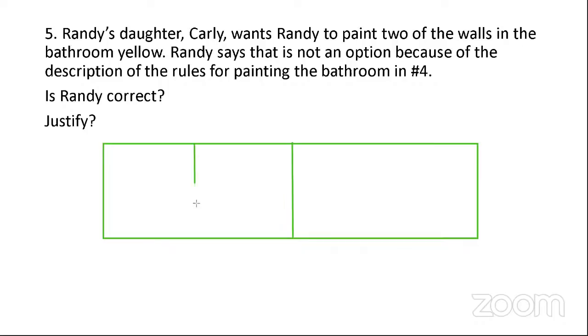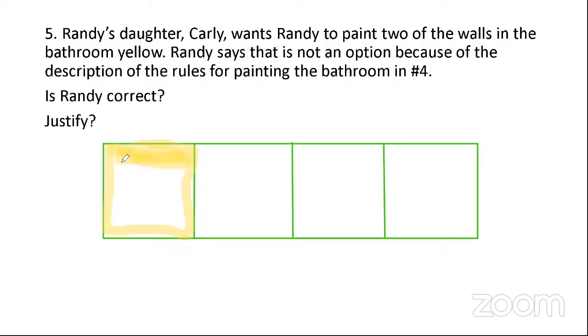So we have already agreed that of the remaining paint, we could paint two walls blue, two walls red, and two walls yellow. So we now need to use that information to say whether or not we can paint two walls yellow. So let me get some yellow paint right here, and I'm going to try to paint two walls yellow. This is one wall and I'm painting it yellow.